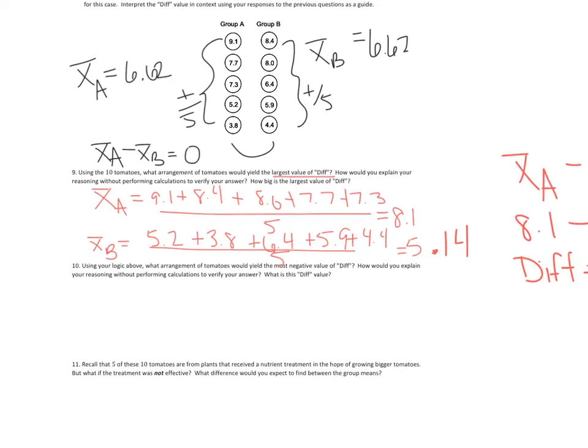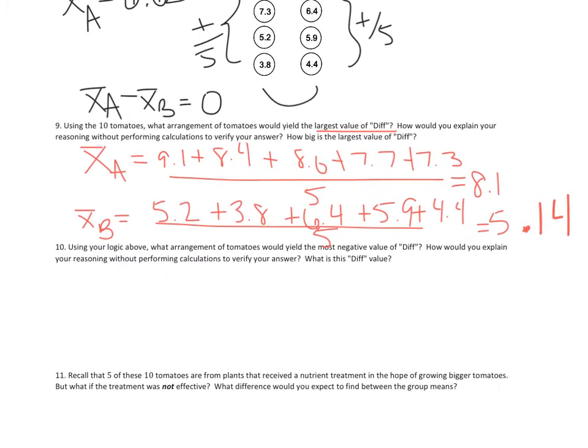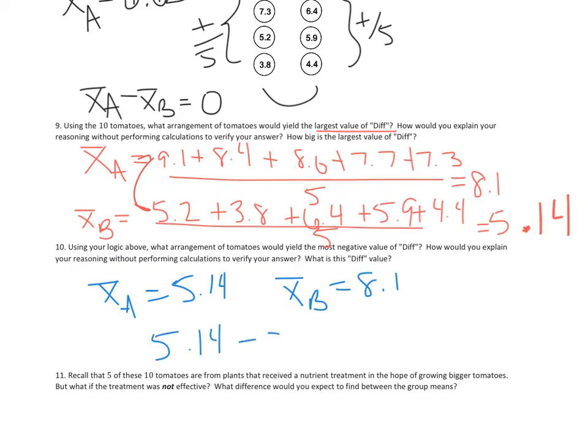Then it says, use your logic above, what would make the most negative diff value? All that would do is switch the tomatoes in these groups and flop them. So this means that group A would have a mean of 5.14, and group B would have the mean of 8.1. And when you subtract these two things, 5.14 minus 8.1, you'd get the same value, but obviously negative 2.96. So that just means that group B's mean is bigger by 2.96.